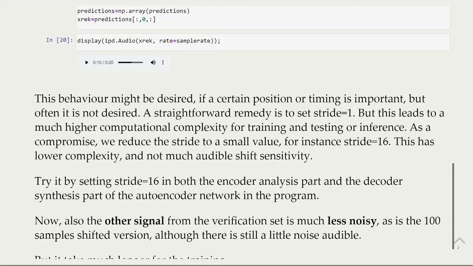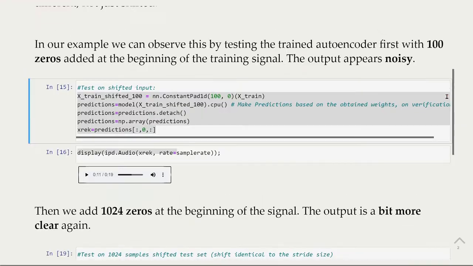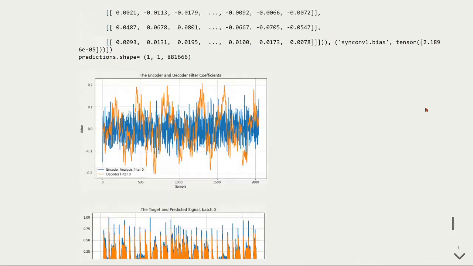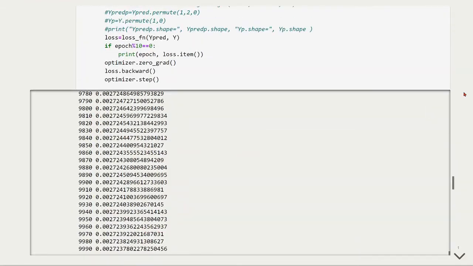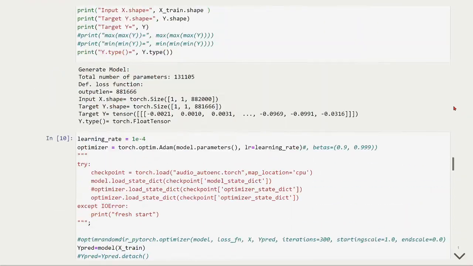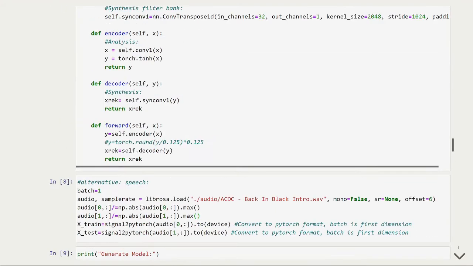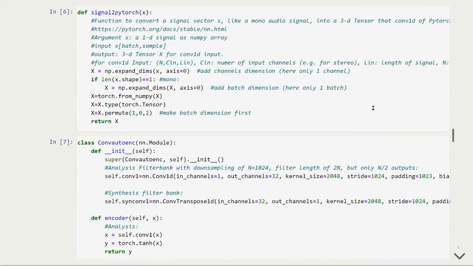And you can experiment by changing our model: you change the stride value both in the encoder and in the decoder. So when we define our model here, if you change the stride values here to two different values, for example 16, you can then compare and see what happens.